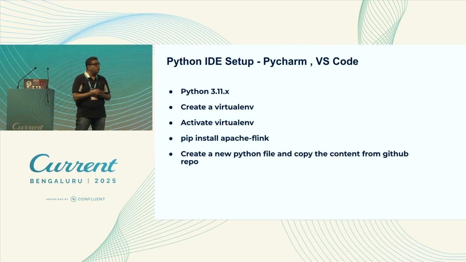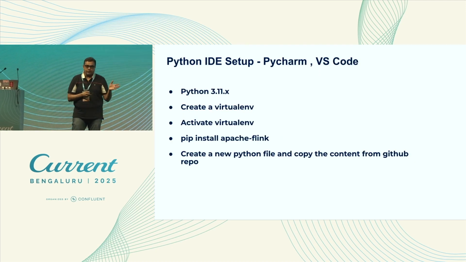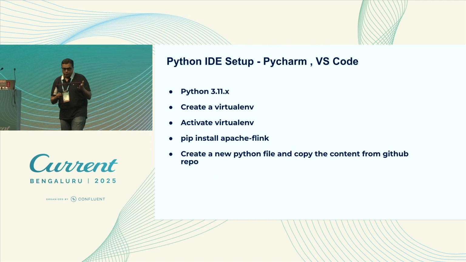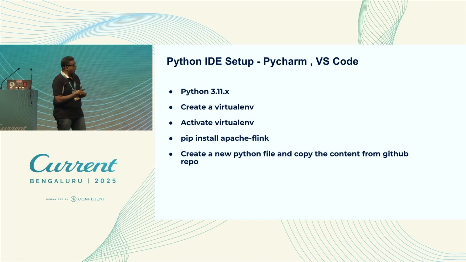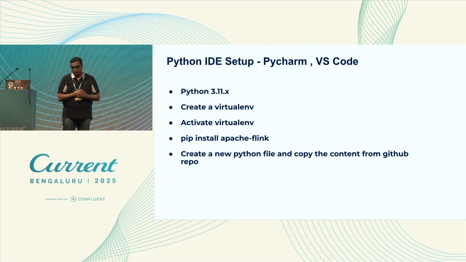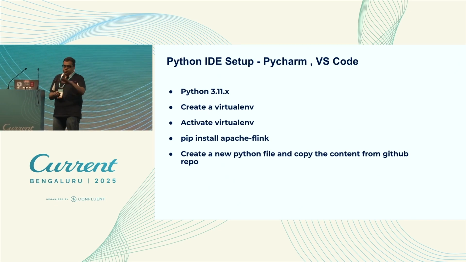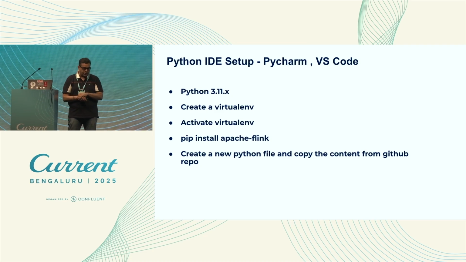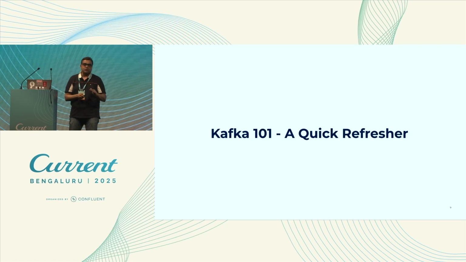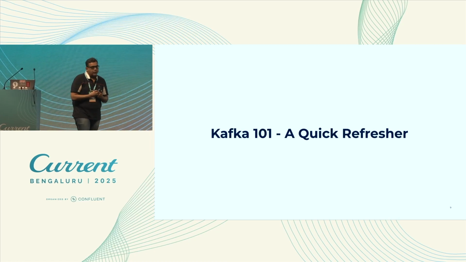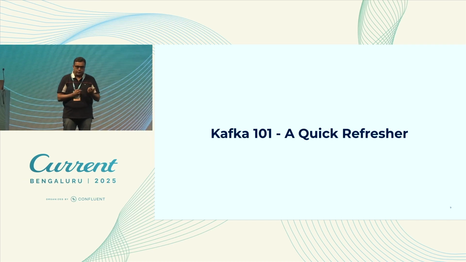So that's one way. Or else, you could just create a Python 3.11.x virtual environment and just do a pip install apache-flink. That's it. You don't need anything else. There is only one dependency, that's Apache Flink, and I'll show you how you would run it. So that being the premise, the talk today is just to enlighten all of us in terms of how we do Python data engineering with Apache Flink.